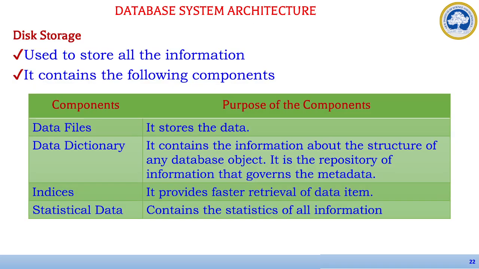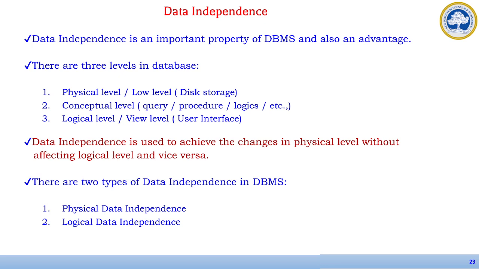Disk storage is used to store all the information. It contains the following components: data files, data dictionary, indices, and statistical data. And data independence is an important property of DBMS and also an advantage.